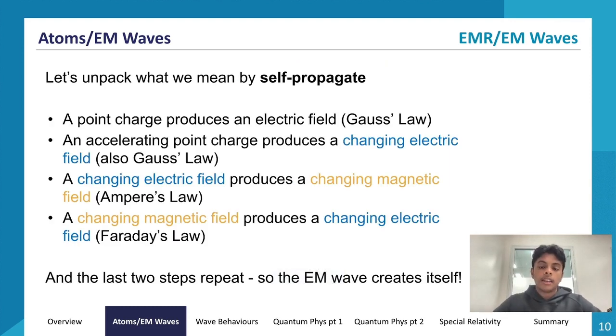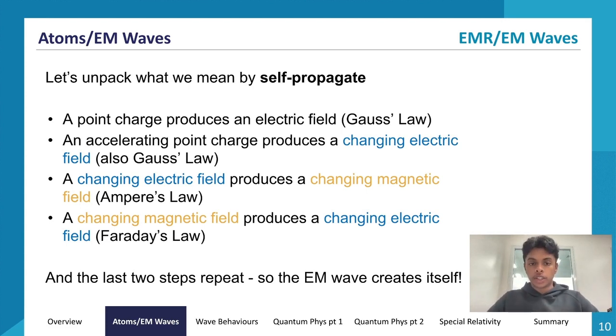So these Gauss's law, Ampere's law, Faraday's law, we'll learn a bit about them later. You don't need to know too much about them. You just need to know how the process of self-propagation occurs. So a point charge produces an electric field. I'm sure many of you will know that. This is following Gauss's law, but a lot of people, even not knowing Gauss's law, will know that a point charge will produce an electric field.